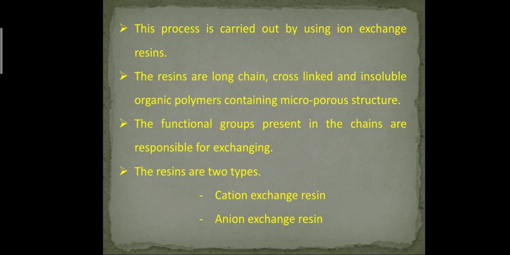Ion exchange resins are used in this process. They are long chain, cross-linked and insoluble organic polymers with a microporous structure. The ion exchange property is because of the functional groups attached to the chains. The two types of ion exchange resins used are cation exchange resin and anion exchange resin. They are also known as cation and anion exchangers.